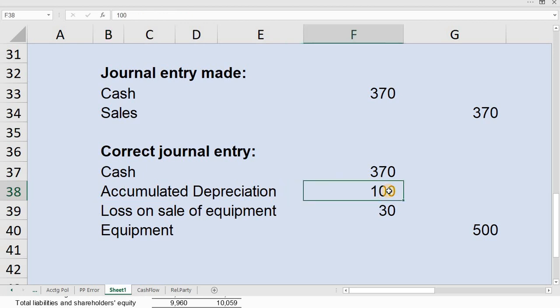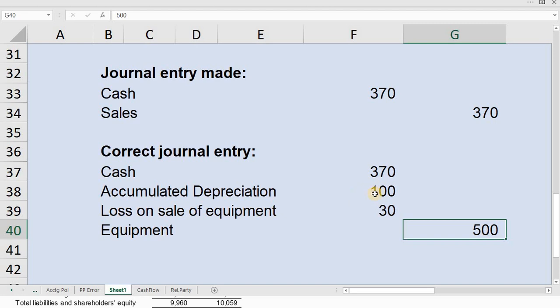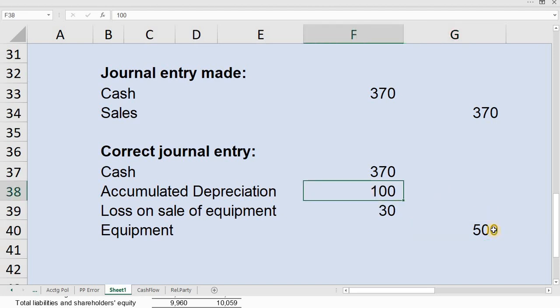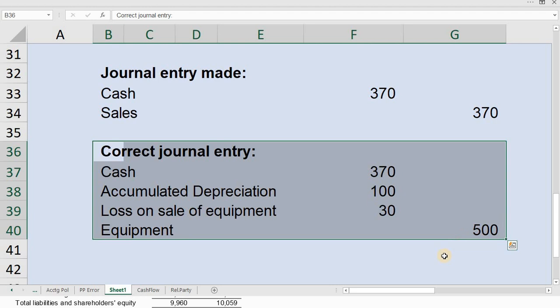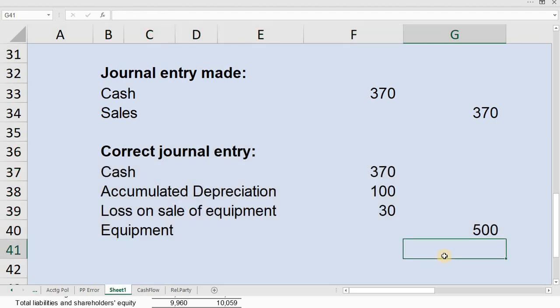to be debited. So since the cash proceeds from the sale is 370 pesos and the book value is 400 pesos, that is 500 less 100 pesos, so the loss on the sale of equipment is 30 pesos. So that is 370 pesos less 400 pesos. So this is the correct journal entry that the entity failed to record. The only account recorded that is correct is the debit to cash. Then the rest are all incorrect.